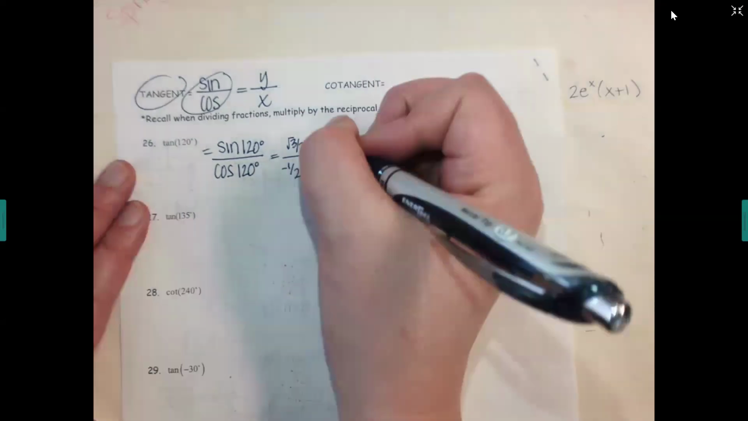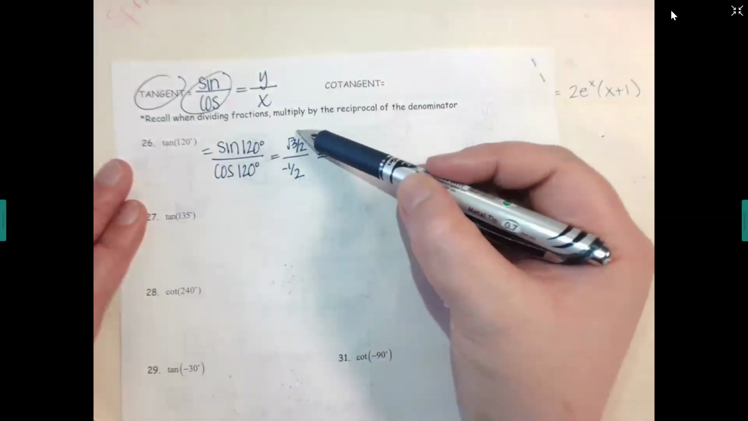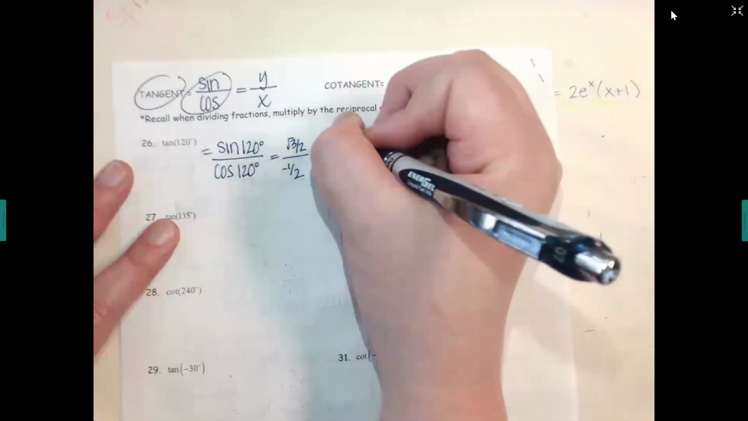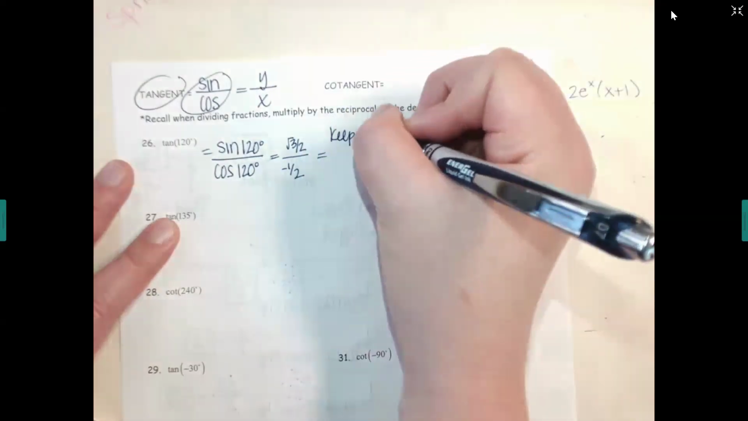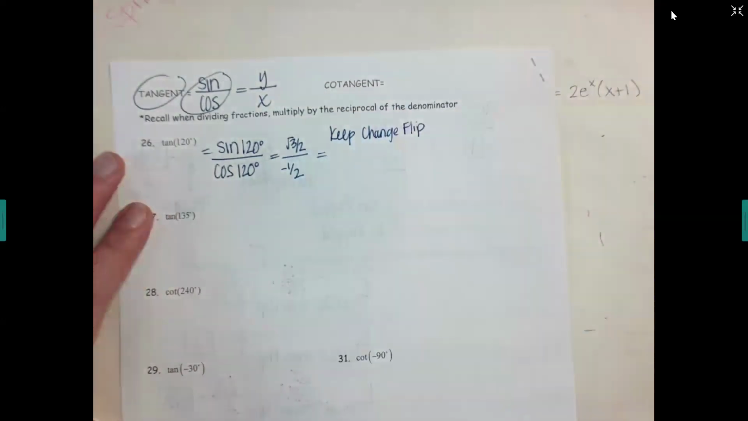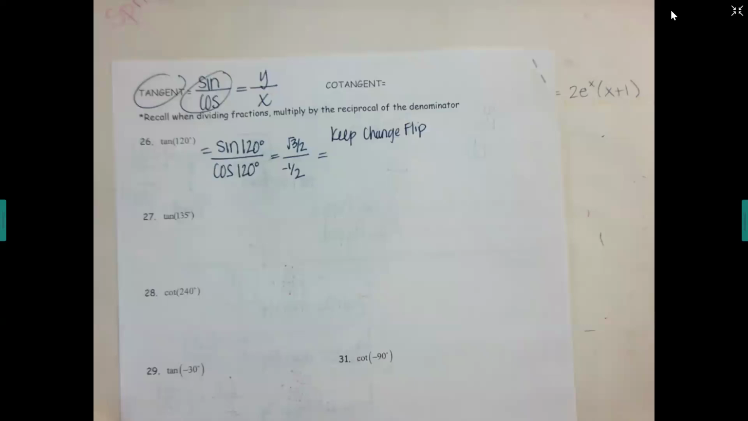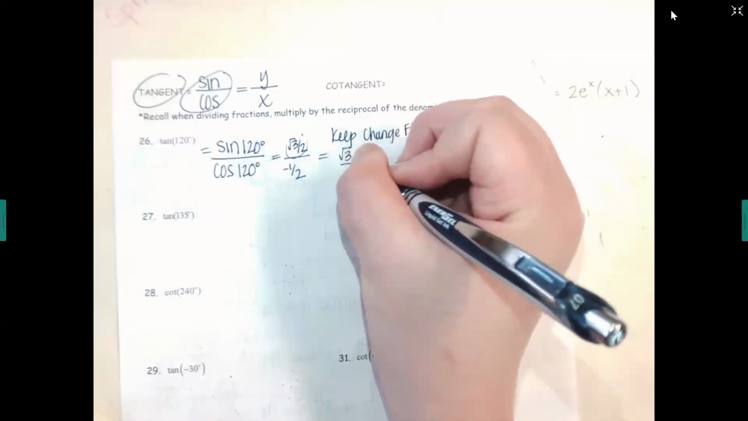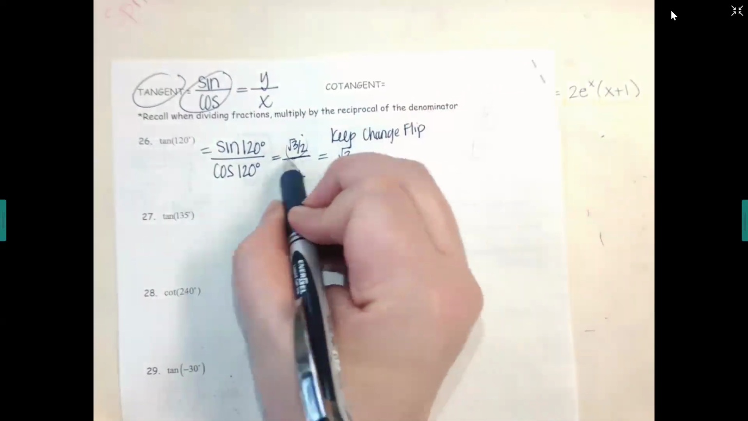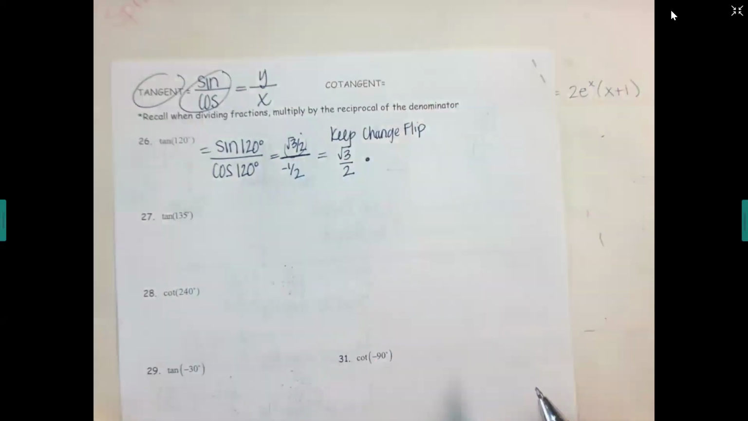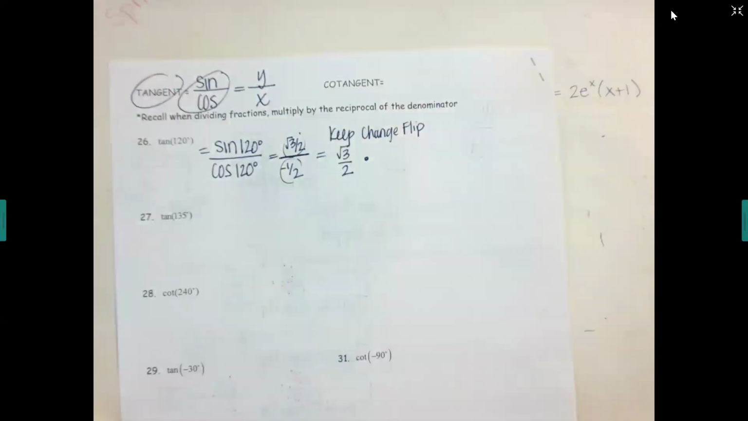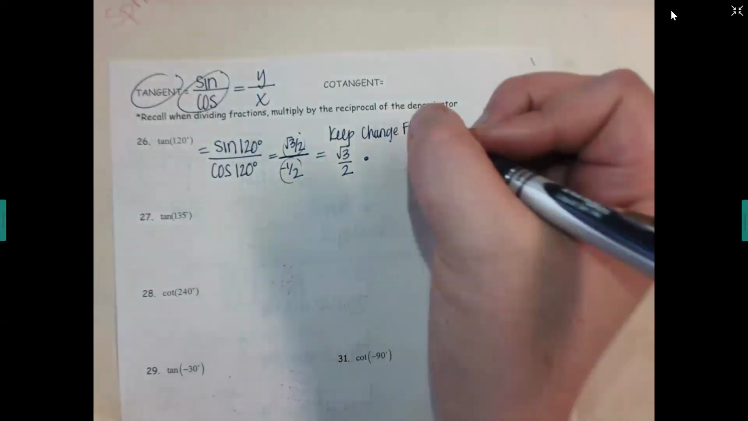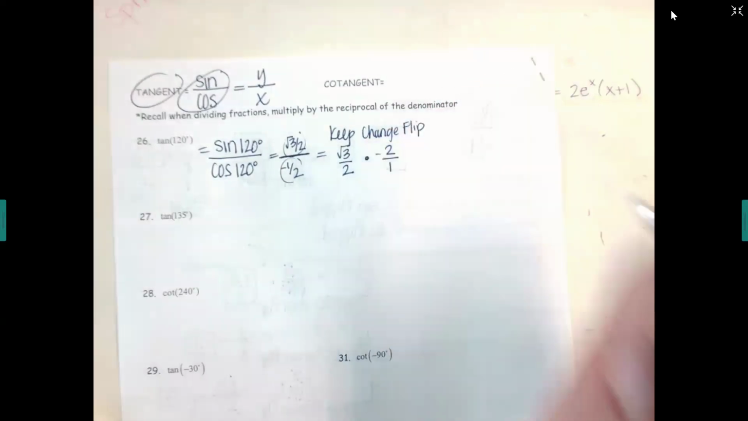Okay, in order for me to divide fractions, you should have learned in algebra 2, that if I'm trying to divide fraction by fraction, you're going to keep, change, flip. Now, your teacher may not have used this little adorable acronym. But essentially, you're going to keep the top the same, so root 3 over 2. You're going to change the divide by to a multiply, and then you're going to flip whatever the bottom fraction is. So if it's a negative 1 over 2, now that's a negative 2 over 1.